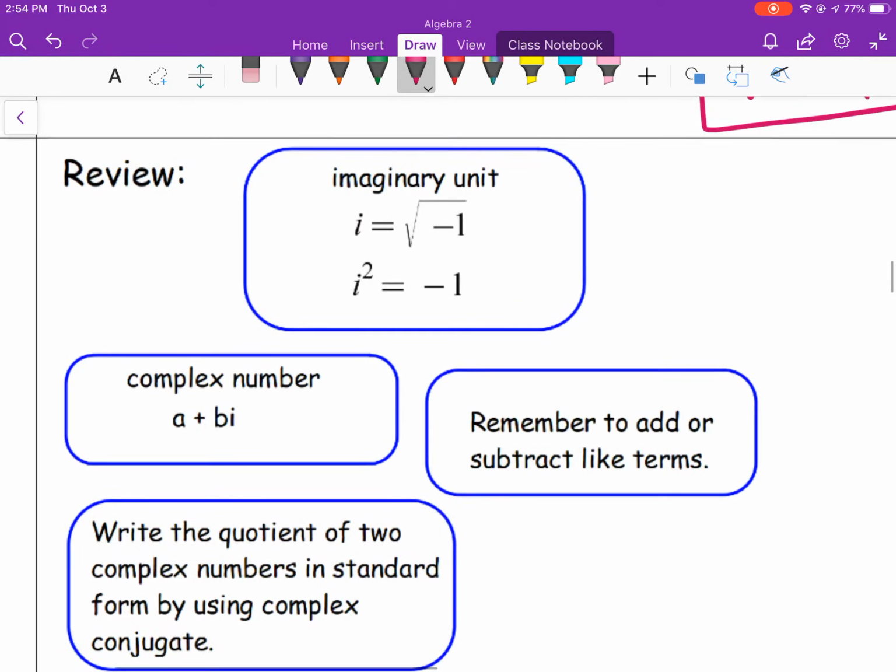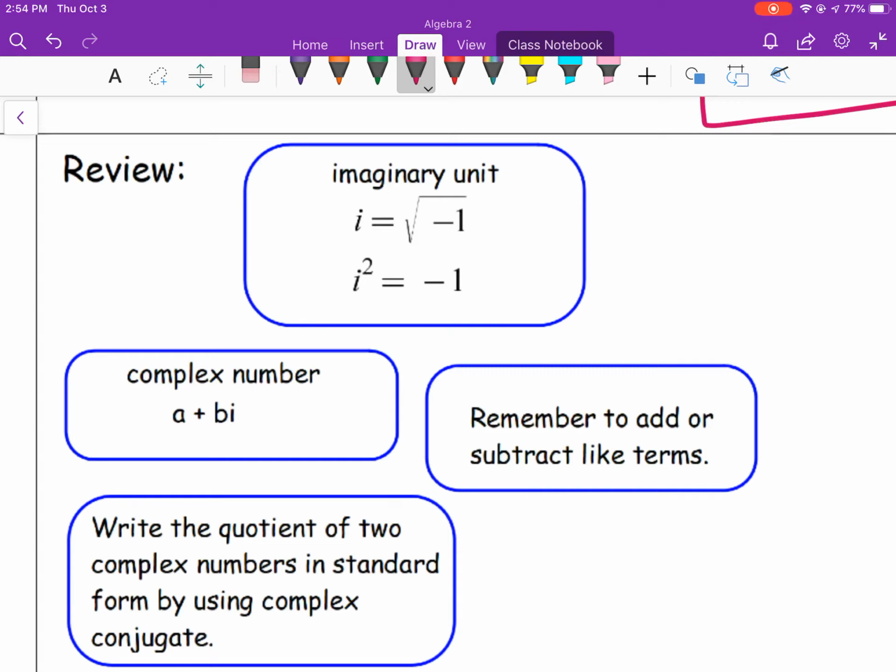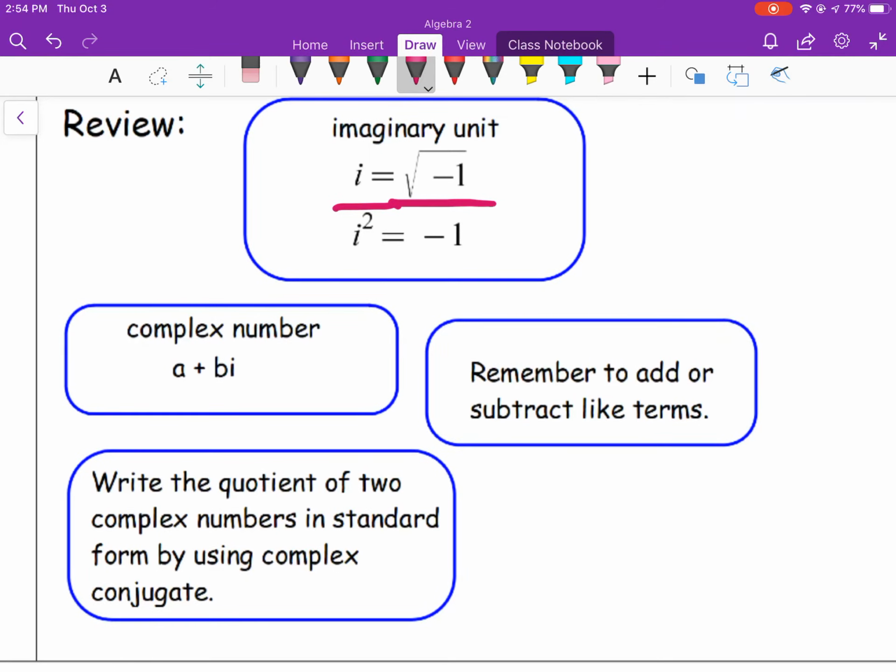Okay, so just some review. The square root of any negative number is always imaginary because the square root of negative 1 is I. I squared equals negative 1 then. This is a complex number. The complex conjugate is if you have A plus BI, then the conjugate is A minus BI. If you have A minus BI, then the conjugate is A plus BI. Remember to add or subtract any of your like terms.